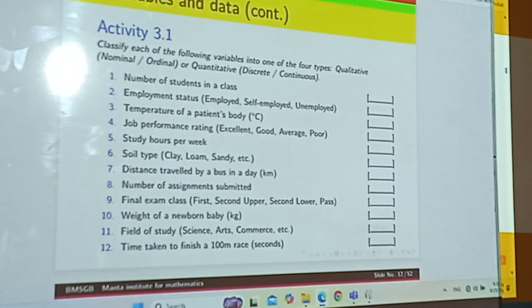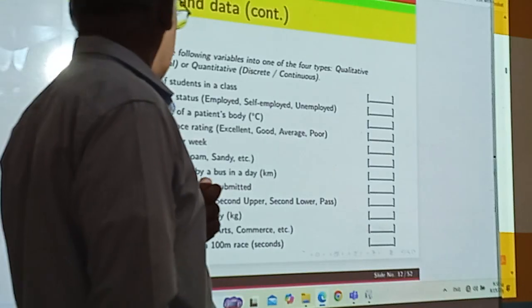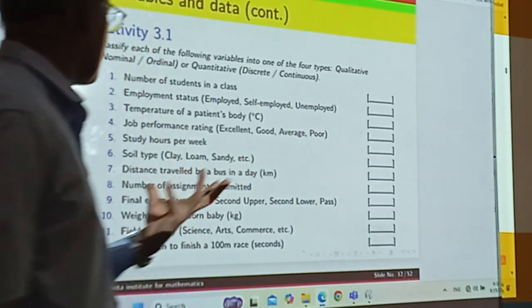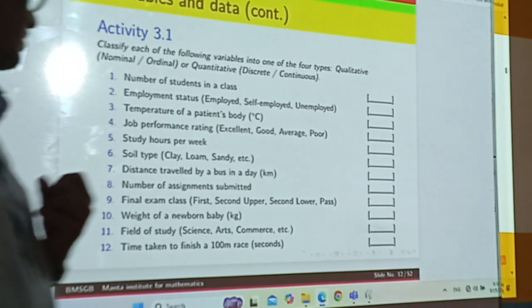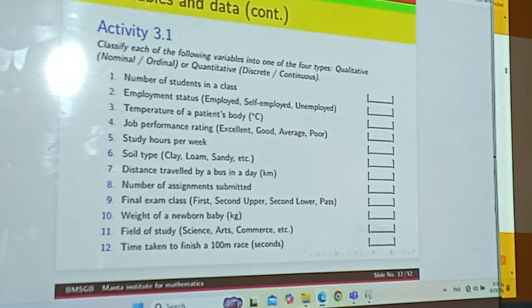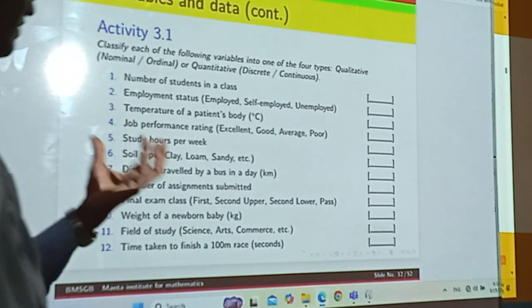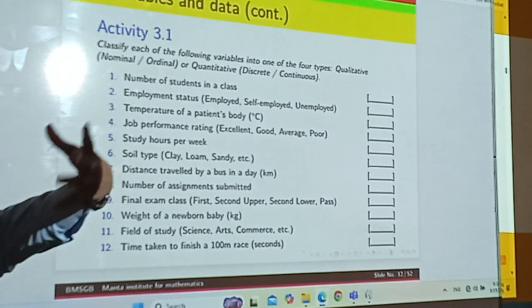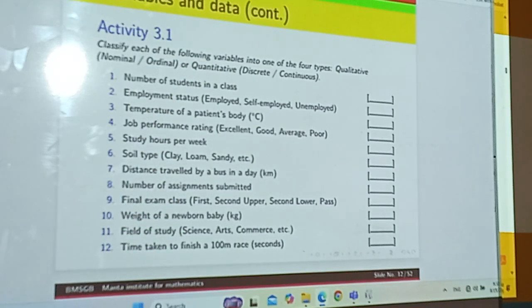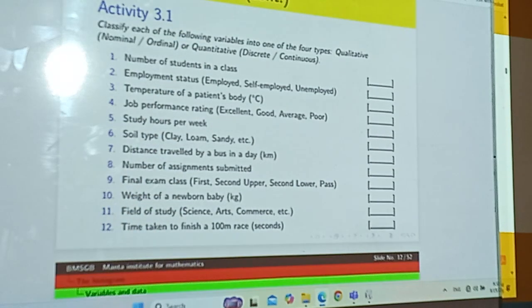Final exam class: first, second upper, second lower, pass. That means grade. Qualitative, ordinal. Field of study: science, arts, commerce. Qualitative, nominal. Time to finish a 100-meter race in seconds. Quantitative, continuous. Even if measured in seconds, it can be decimals. It's not asking for the nearest second, in which case it would be discrete. Here we are talking about the actual value.